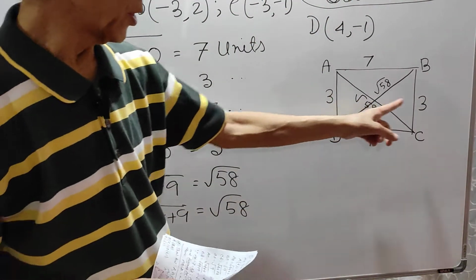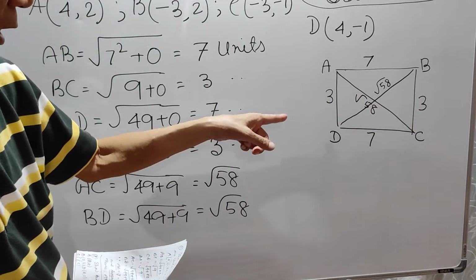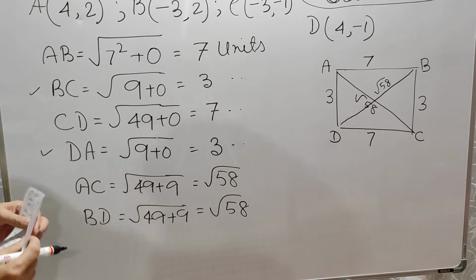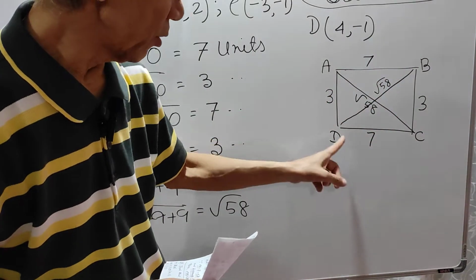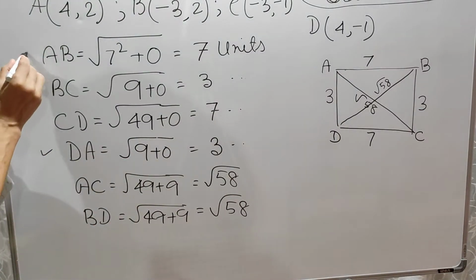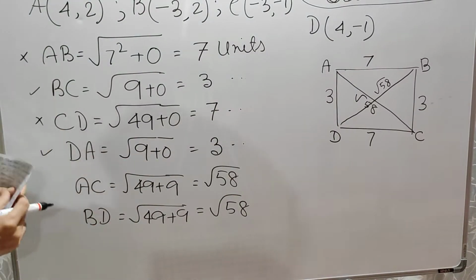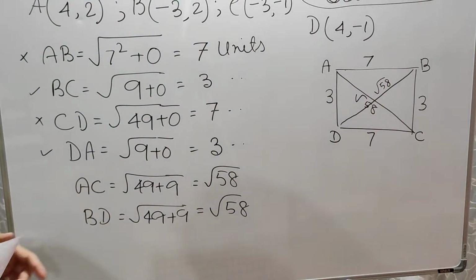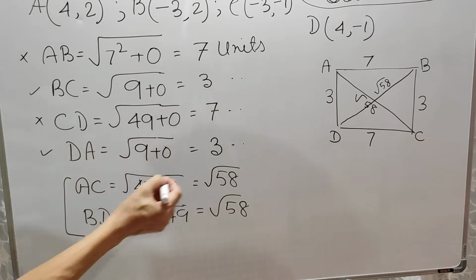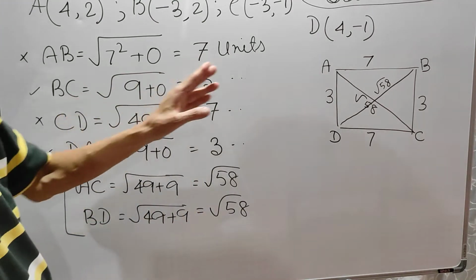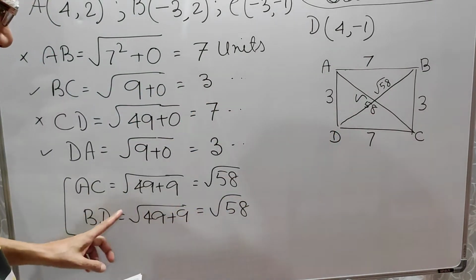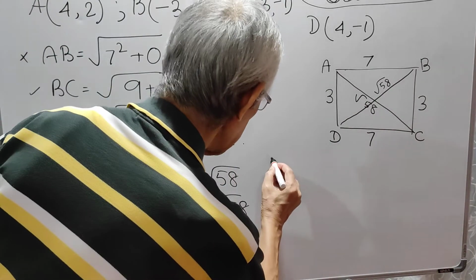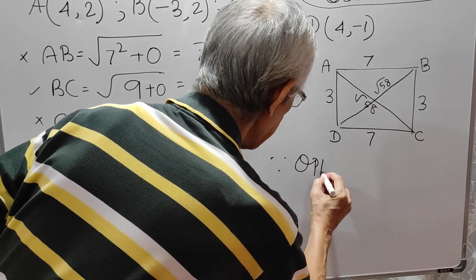You see, opposite sides are equal. AD equals BC, 3 and 3. Then AB equals CD, 7 and 7. Then AC and BD are diagonals, and they are equal, root 58. So we have shown that in the quadrilateral opposite sides are equal and diagonals are equal. Therefore, we can conclude what? It is a rectangle.